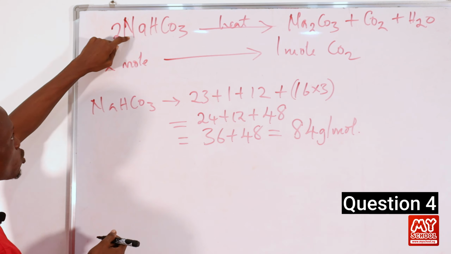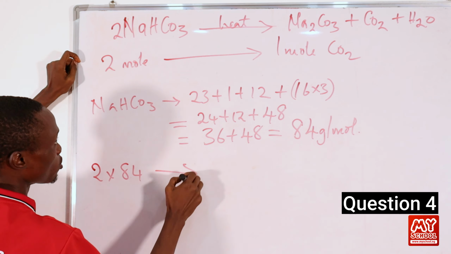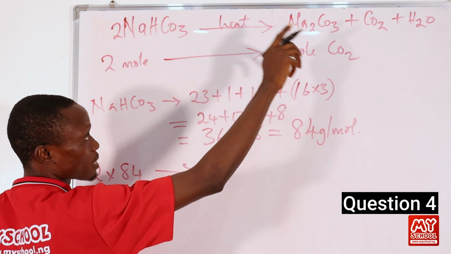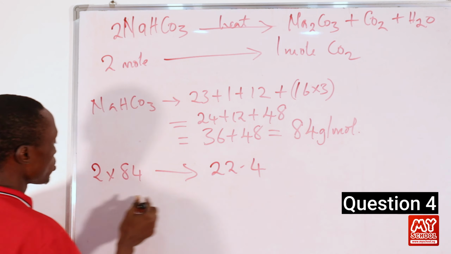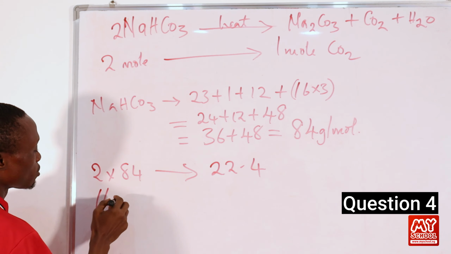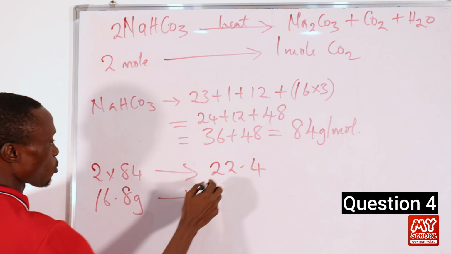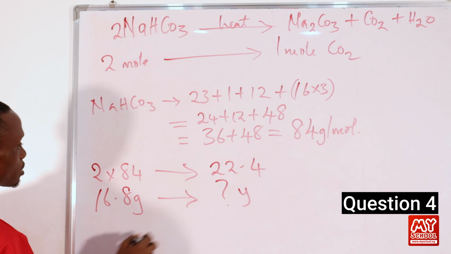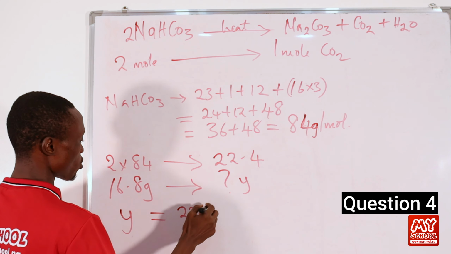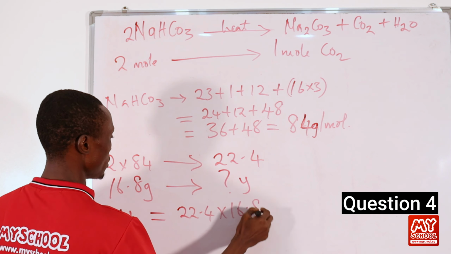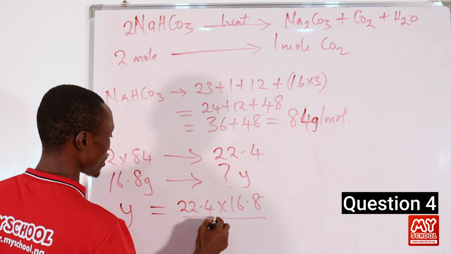So 2 moles of sodium hydrogen trioxocarbonate IV will have a mass of 2 times 84, and that will produce, of course, remember that 1 mole of any gas at STP is equal to 22.4 dm cube, right? So here, what volume of this will 16.8 gram of sodium hydrogen trioxocarbonate IV produce? So let's call it Y, so that we just cross multiply and make Y the subject of the formula, so that Y becomes 22.4 times 16.8 over, of course, 2 times 84, right? That will give us 168.